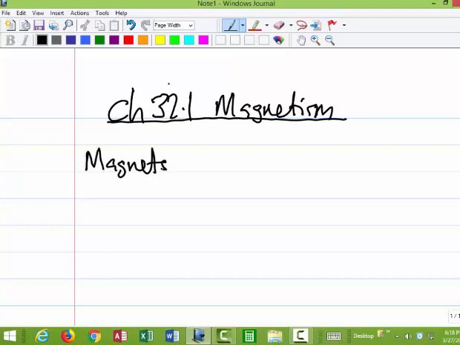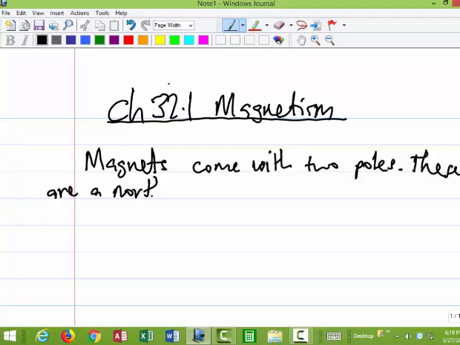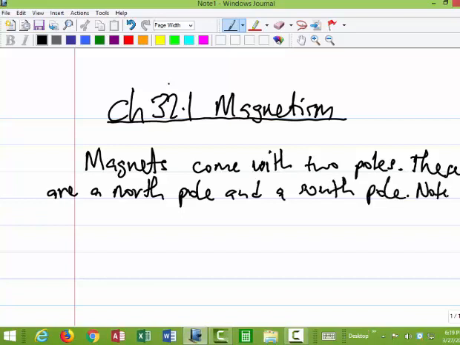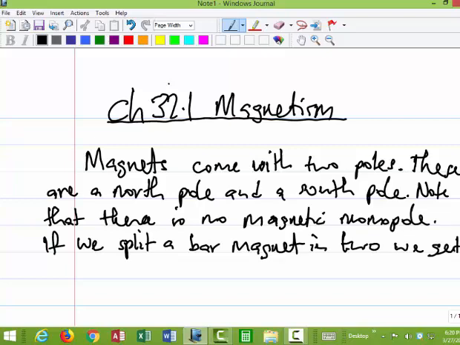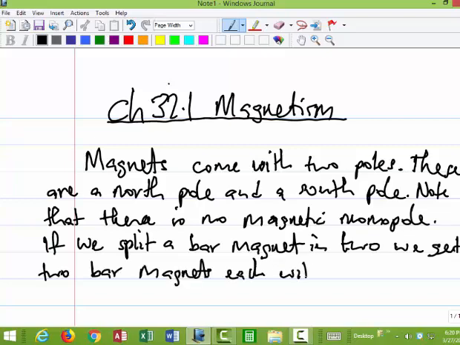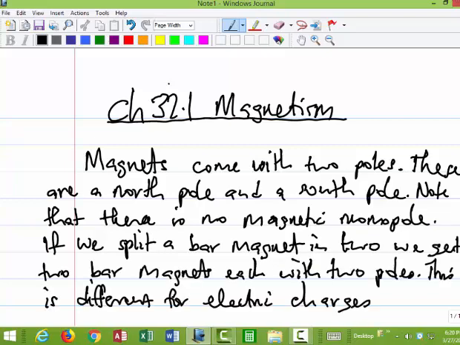Let's say that magnets come with two poles. The poles are a north pole and a south pole. Note that there is no magnetic monopole. If we split a magnet in two, we get two bar magnets, each with two poles. This is different from electric charges, where we can have single charges.